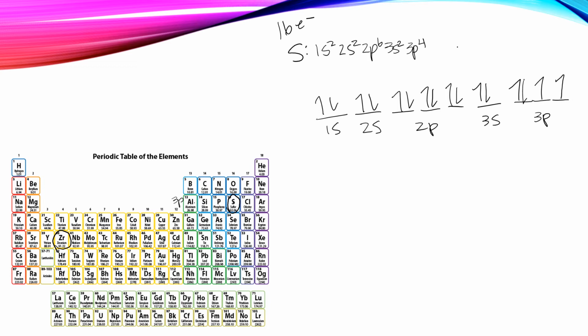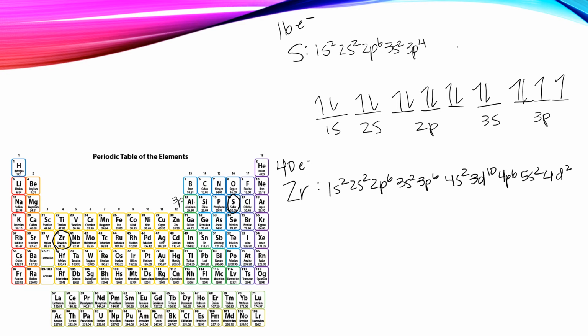So for zirconium, we have 40 total electrons to take care of. If we want to do the long full electron configuration, 1s2, 2s2, 2p6, 3s2, 3p6, 4s2, remember d is 1 less, 3d10, 4p6, 5s2, and then 4d2.